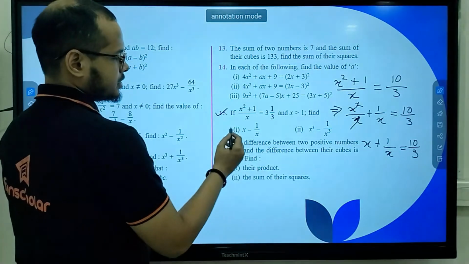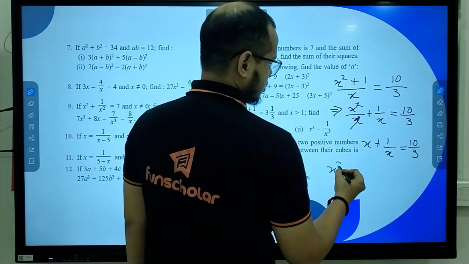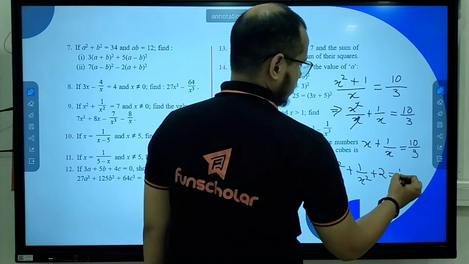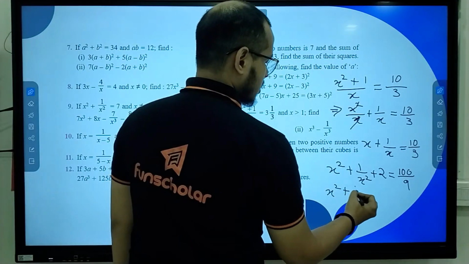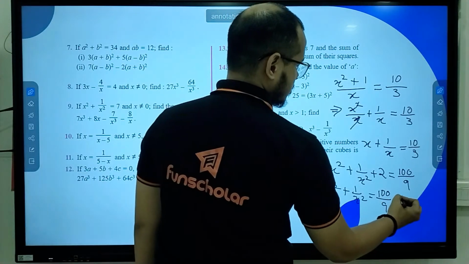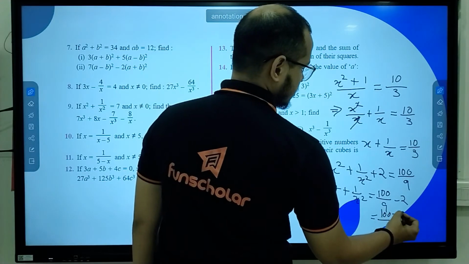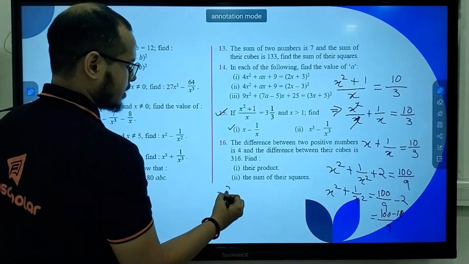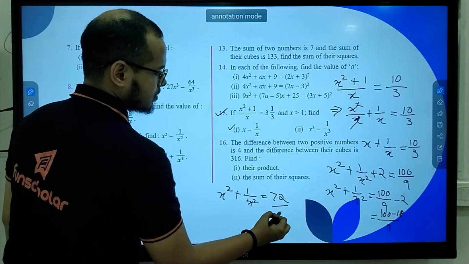Now what is given in the question? X minus 1 by x. Let's solve it. So x square plus 1 by x square plus 2 is equal to 100 by 9. So x square plus 1 by x square is equal to 100 by 9 minus 2. That will give us 100 minus 18 over 9, so 82 by 9. So x square plus 1 by x square will give us 82 by 9.